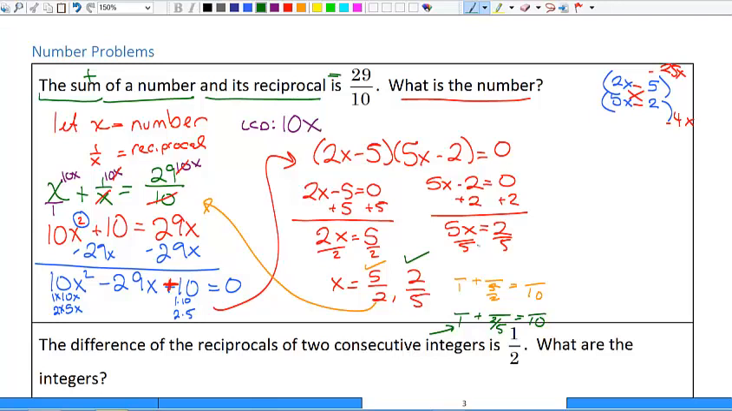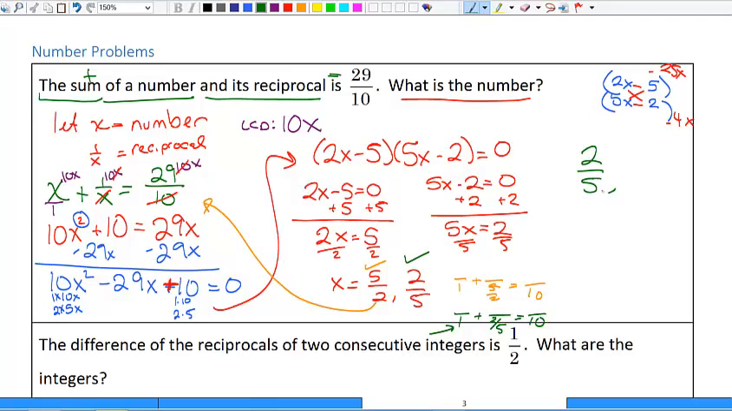So let's go back and answer my question. Because this is a word problem, you can't just box x equals. That doesn't actually make sense. We're the one that brought x into the problem, so we need to take it out and answer their question. The question is, what is the number? Remember, we were adding a number and its reciprocal. So if 2/5 is my number, its reciprocal would be 5/2.